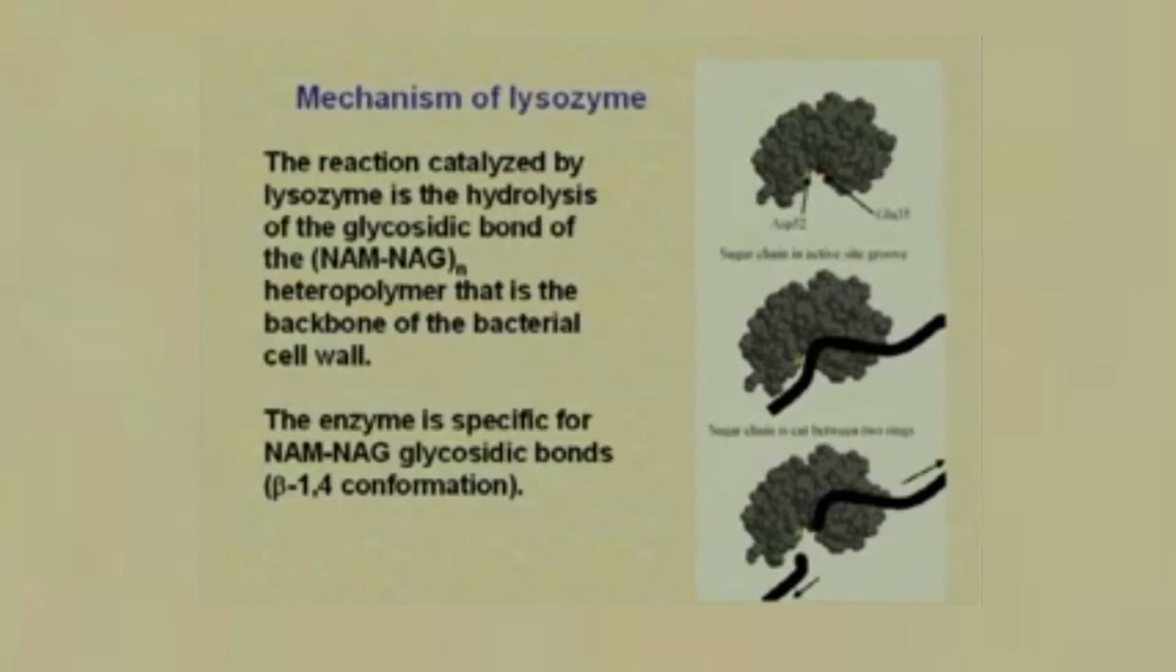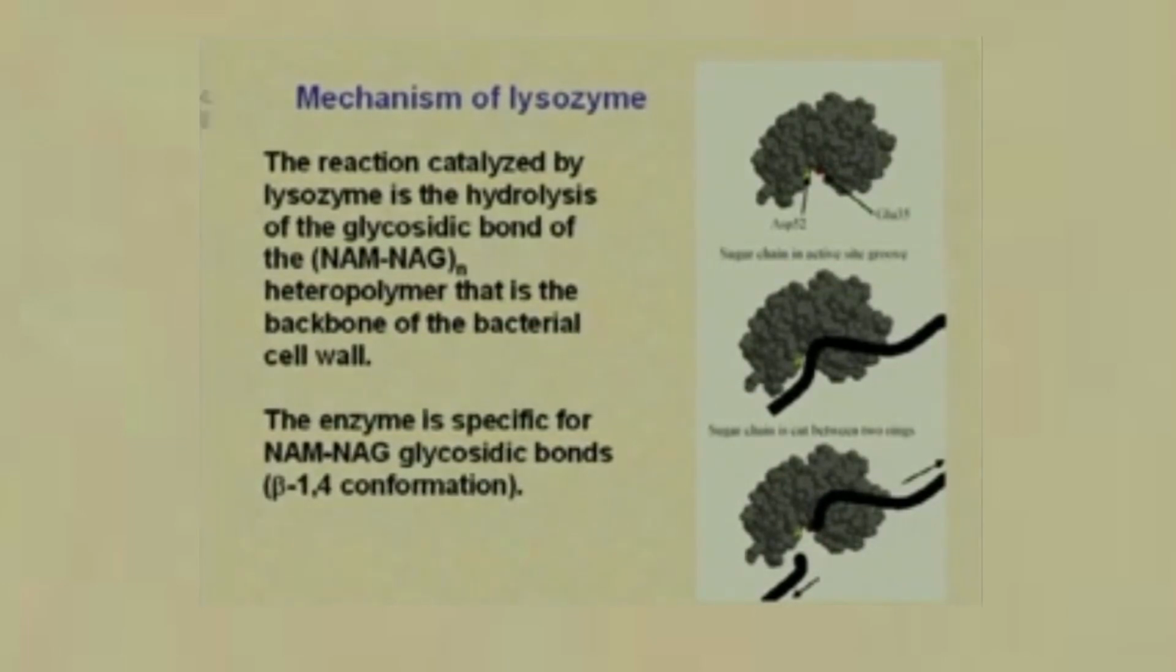Now we'll consider the mechanism of lysozyme. What lysozyme actually does is it cleaves a polymer that forms the backbone of a bacterial cell wall. Okay, let's understand this first. When you link sugars together, you have glycosidic linkages. This we'll study in more detail when we do carbohydrates, but for now it suffices to know that we have a glycosidic linkage that is linking two sugar molecules together.